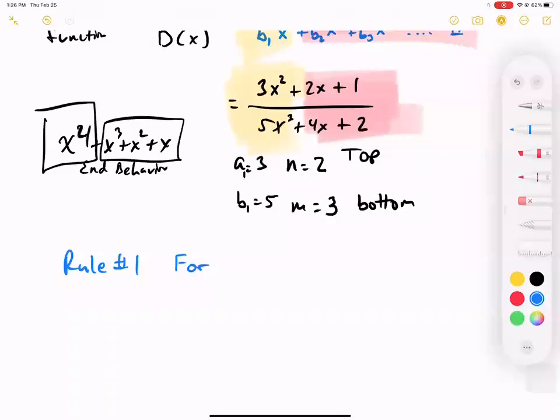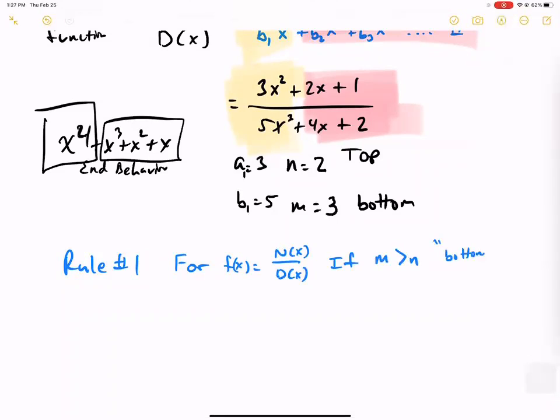Okay, for a polynomial, if f of x is equal to n of x over d of x, meaning I could split this up into a simple polynomial, okay, if n is less than m, or let's spin this around if you want instead. Some of you guys like larger. If m is greater than n, this means the bottom exponent is larger. Okay, that's what I mean.